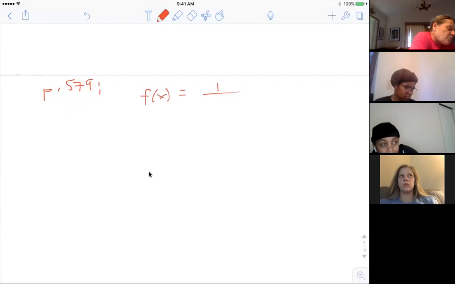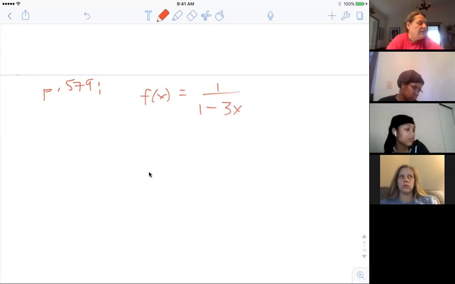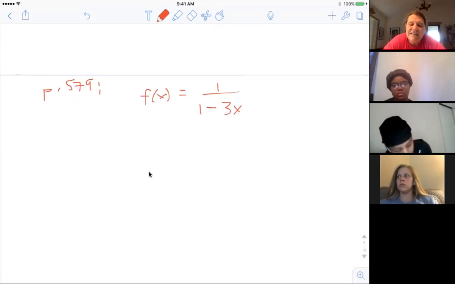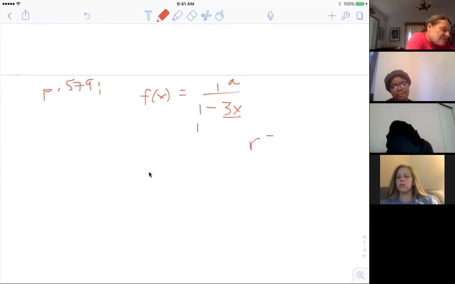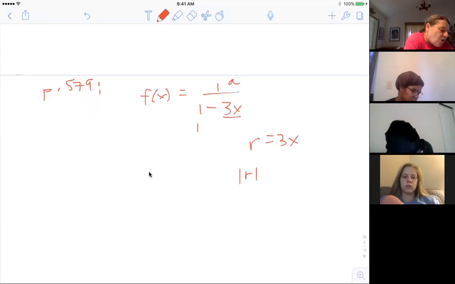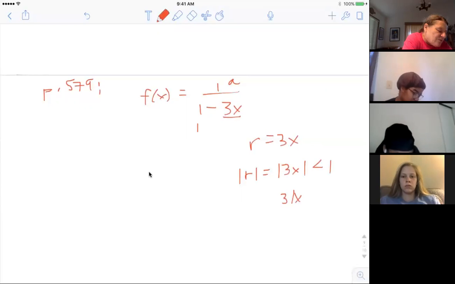One of these might look like this: f of x is 1 over 1 minus 3x. Actually, that one's really easy because it is in this form already. There's A, there's the 1 that you need, and the R, it looks like, is 3x. So what you know then is that this thing converges where the absolute value of R, in this case 3x, is less than 1. And what that means is that 3 absolute value of x is less than 1.